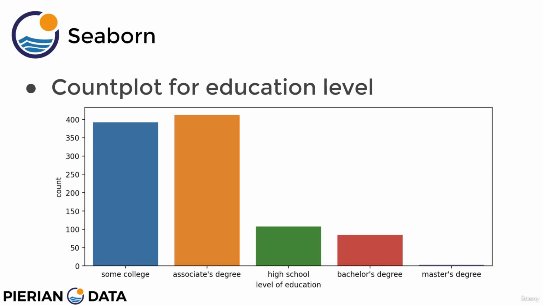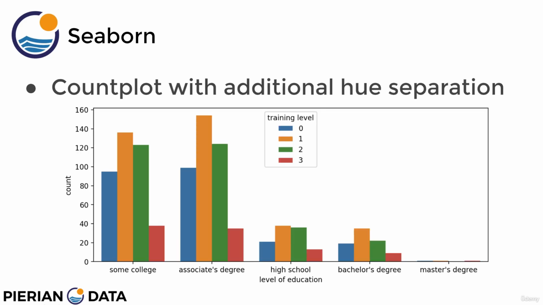But if somebody were to ask you, directly reading off this plot, how many people have a master's degree in the data set, that's really hard to answer here. And in that case, you probably just want to report it back as a table with group by .count. Now what's nice about count plot though is we can actually add an additional hue separation to show more than just one category. So now what I'm showing here is the count per level of education, and then within that level of education I'm further dividing it up into the training level.